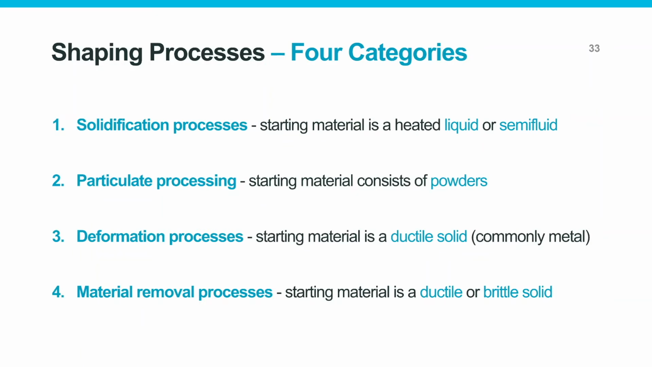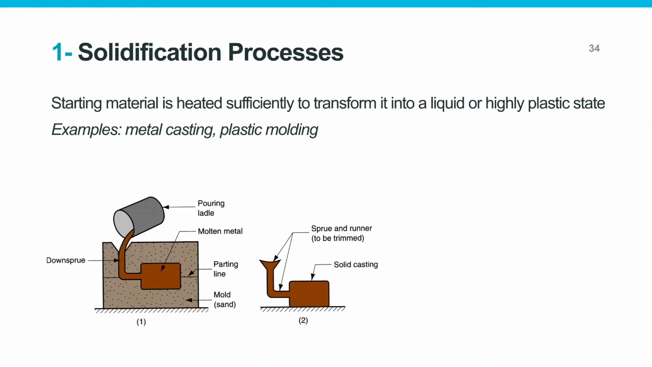Shaping processes consist of four categories: a solidification process, in which the starting material is a heated liquid or semi-fluid; a particulate processing, when the starting material consists of powders; deformation processes, in which the starting material is a ductile solid, commonly metal; and a material removal process, in which the starting material is a ductile or brittle solid. In the solidification process, the starting material is heated sufficiently to transform into a liquid or highly plastic state.